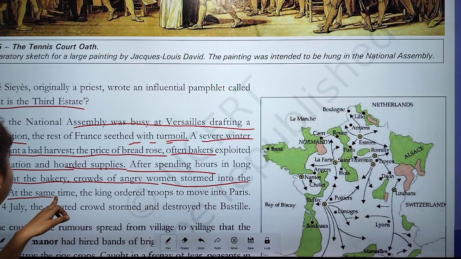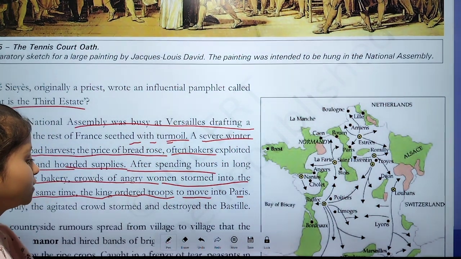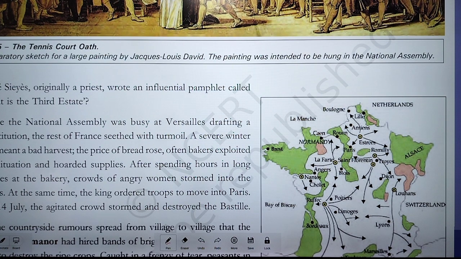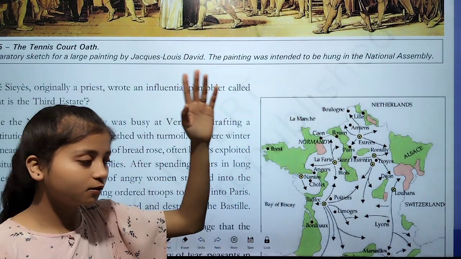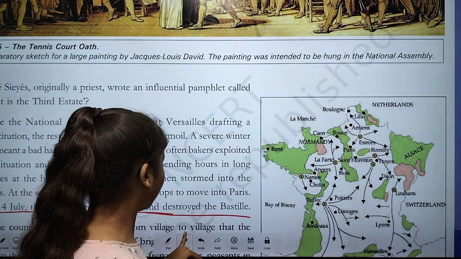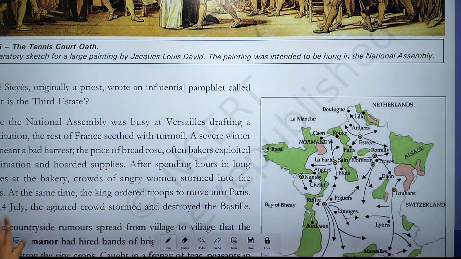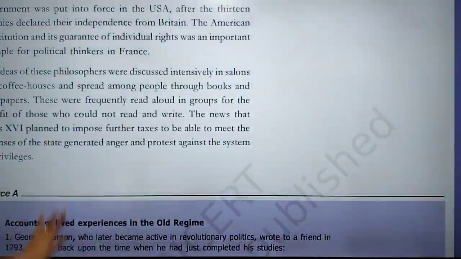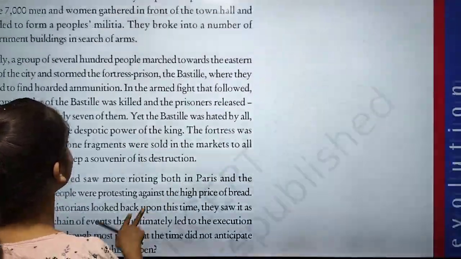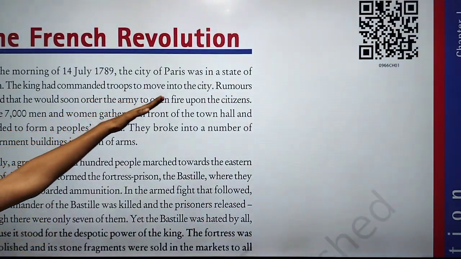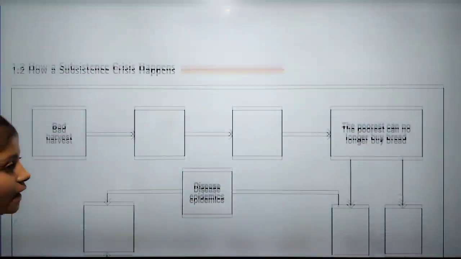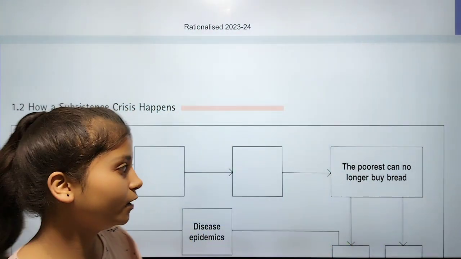At the same time, the king ordered troops to move into Paris. It means Louis XVI ordered the troops to move into the city. And on 14 July, the agitated crowd stormed and destroyed the Bastille. We already did this in the first part. Now we understand why the Bastille was destroyed by the people.